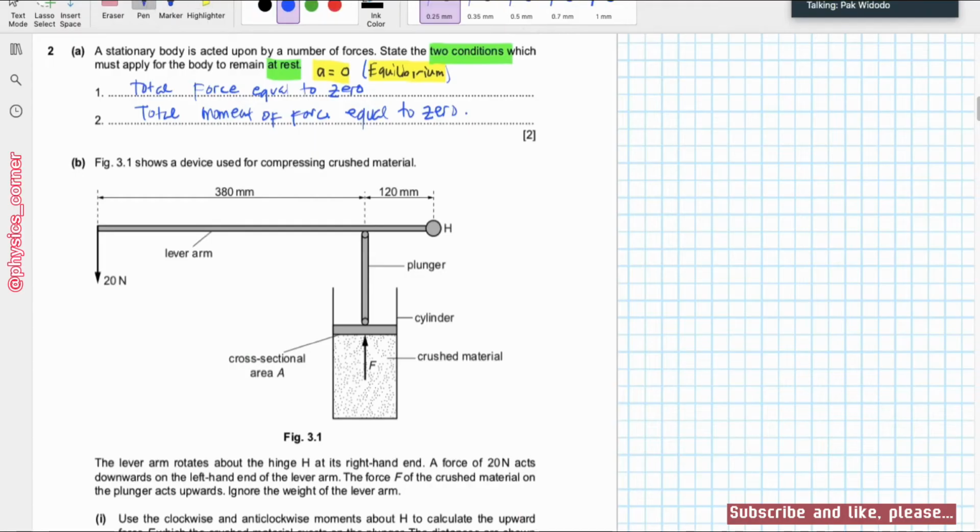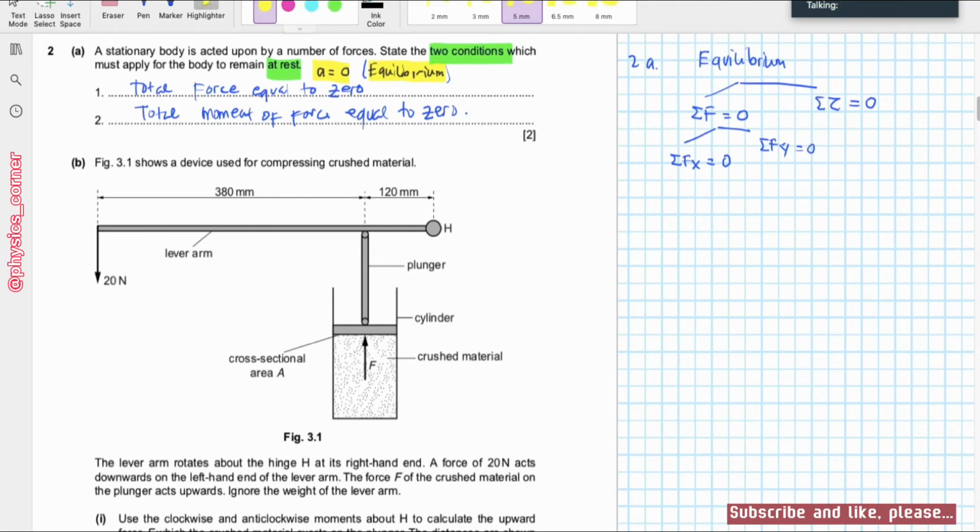If I draw it, last meeting, equilibrium is when two conditions hold: the total force equals zero and the total moment of force equals zero. This is in x or in y. Total force in x equals zero, so total force in y equals zero too. Yeah, that's it. This we call in equilibrium.